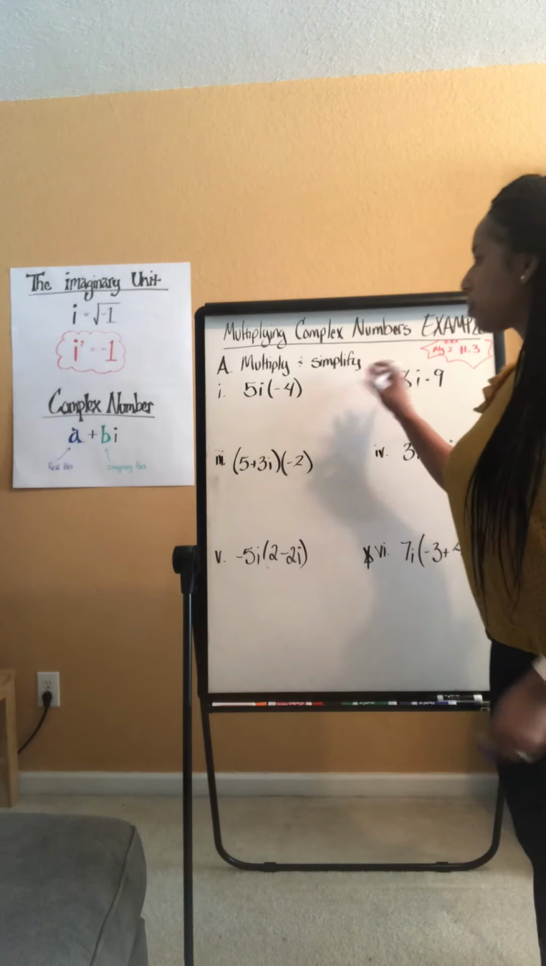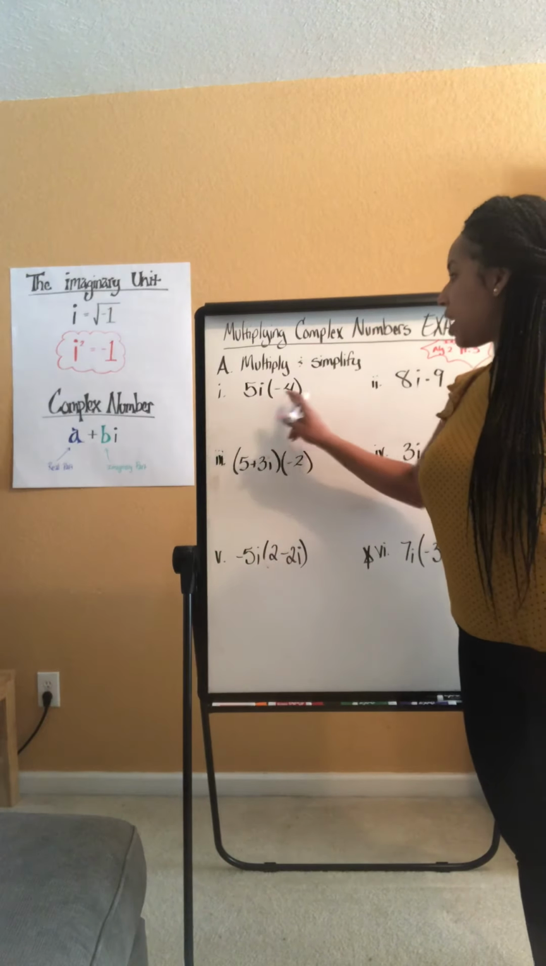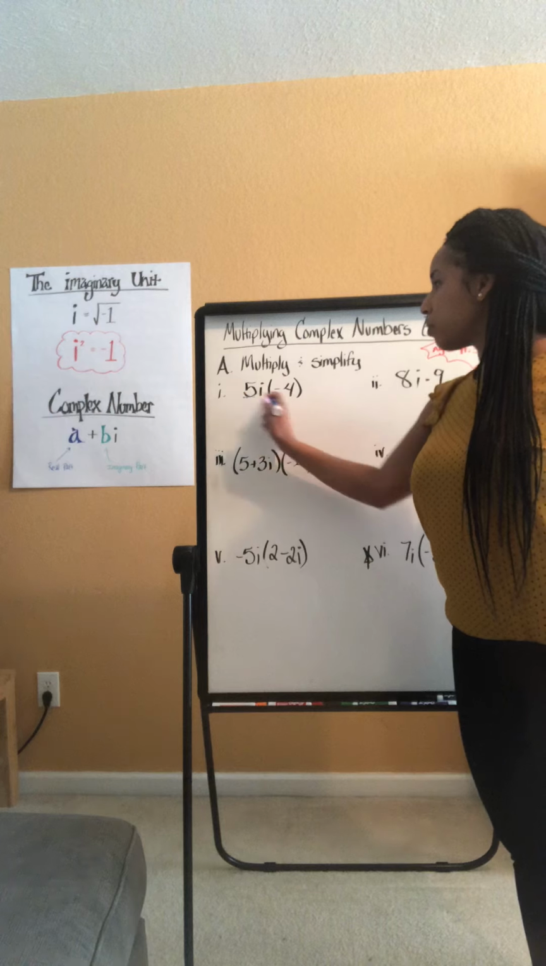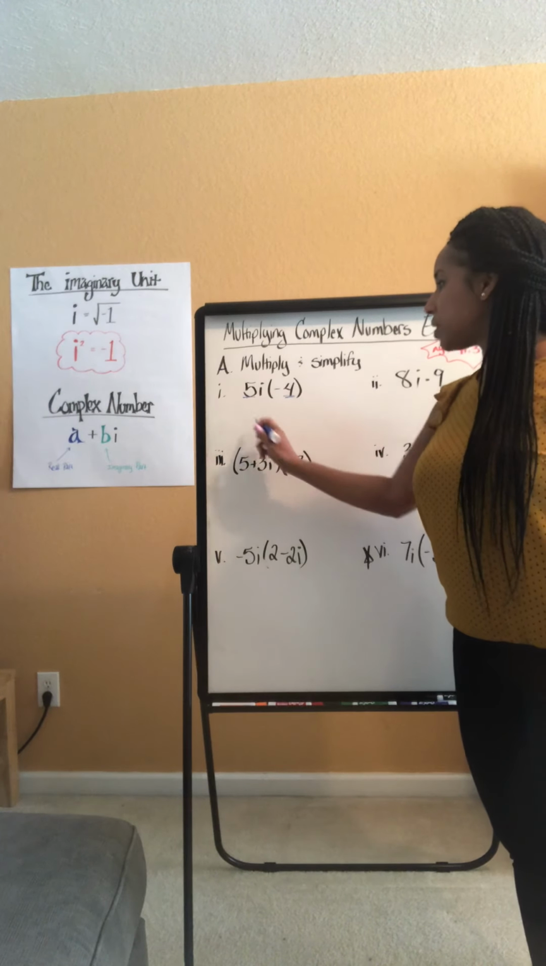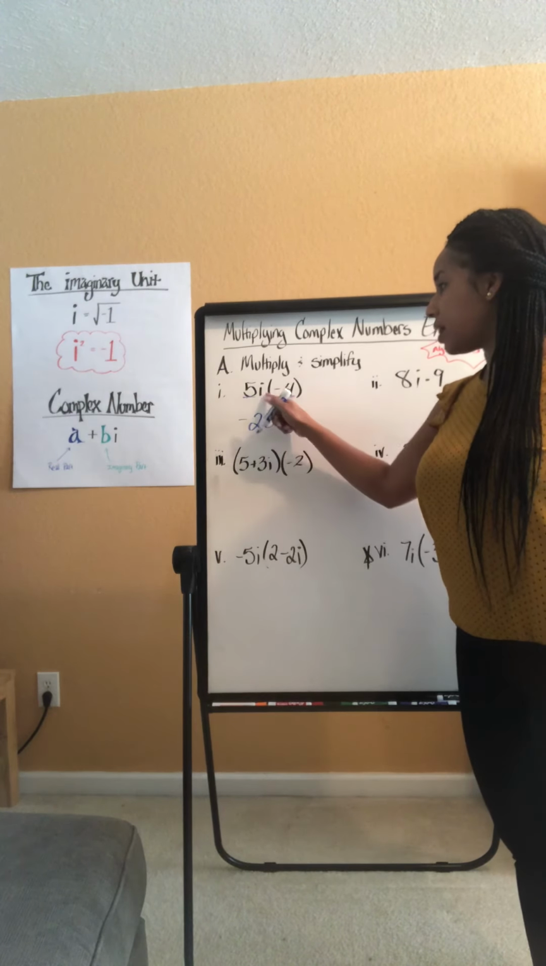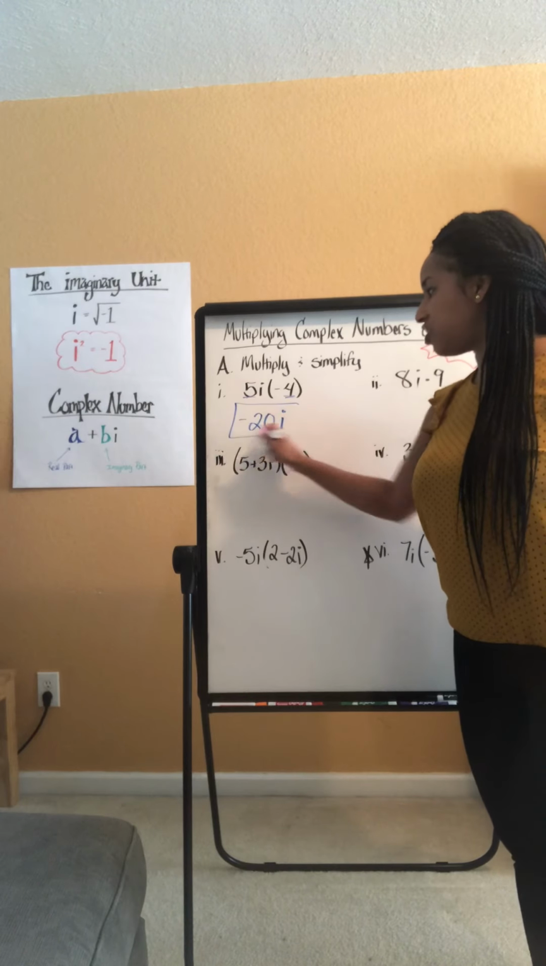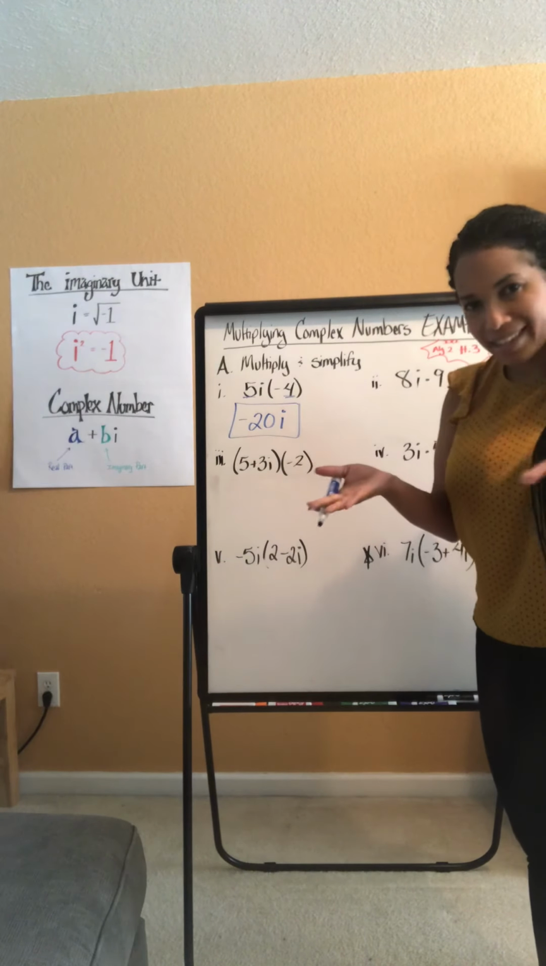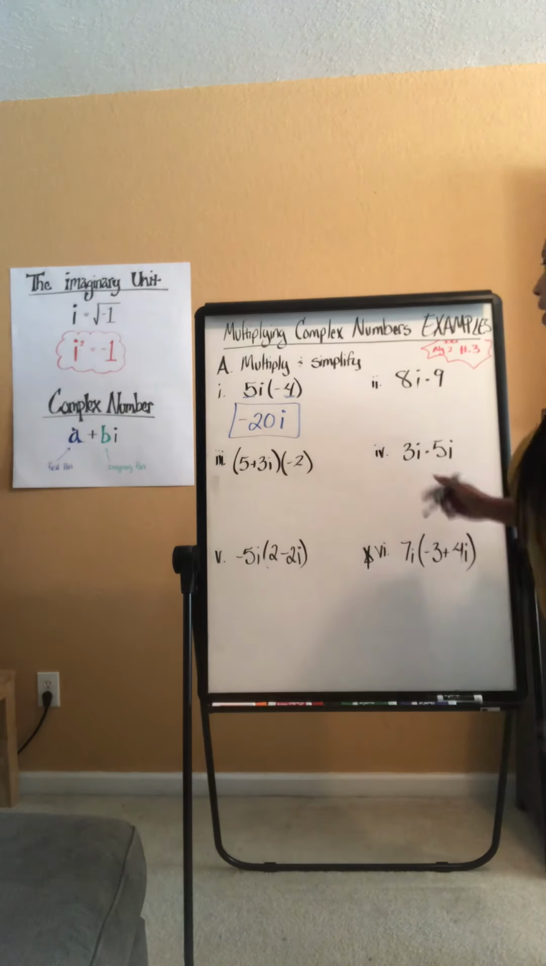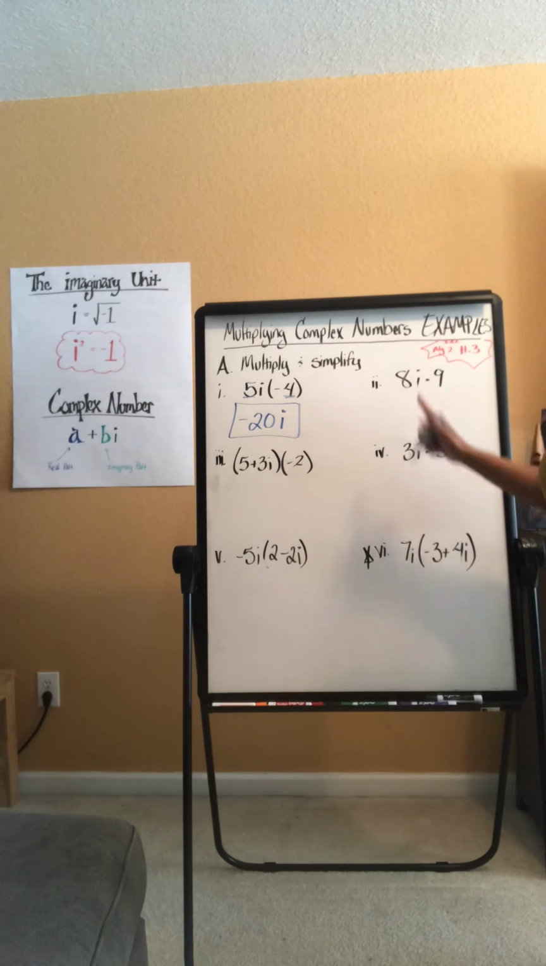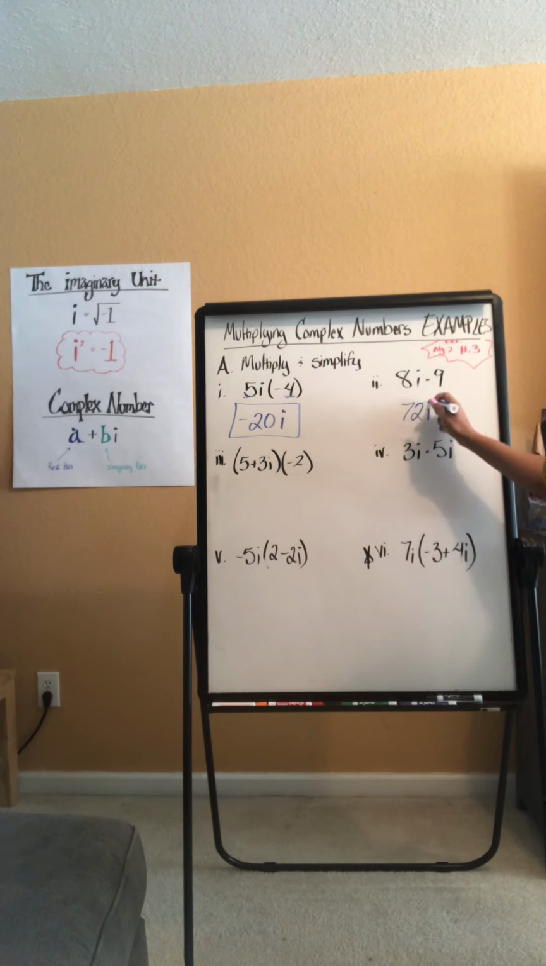So let's start with example A. I just want you to multiply and simplify. 5i times -4: your real parts are going to multiply. 5 times -4 is -20, and then the i just stays. -20i. That's it. It's that simple. Okay, 8i times 9. Again, my real numbers multiply. 8 times 9 is 72, and then I have my i.